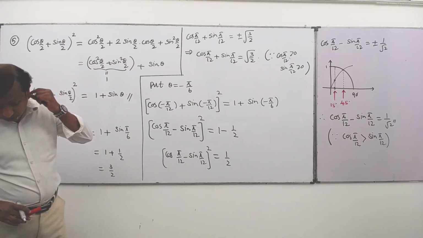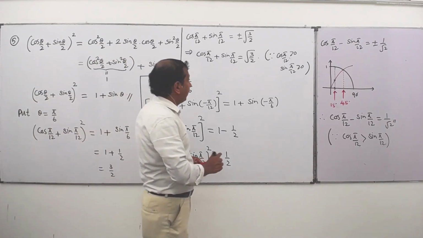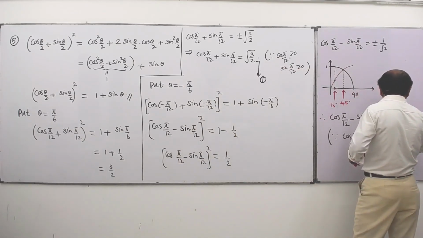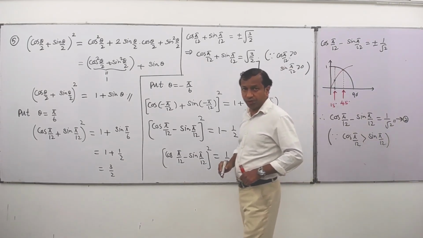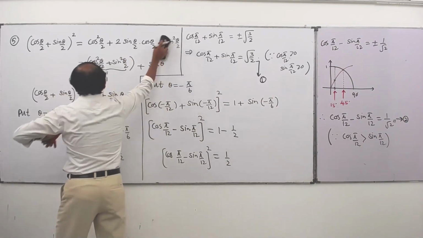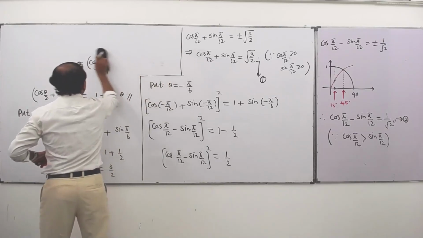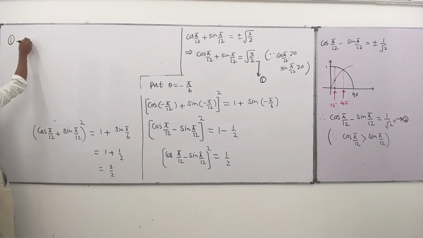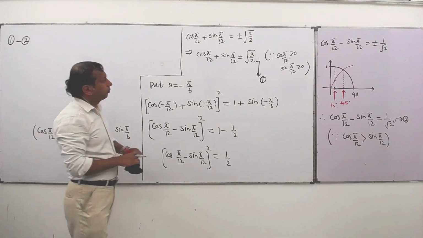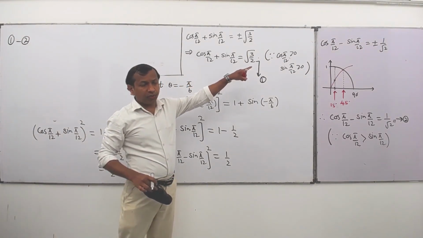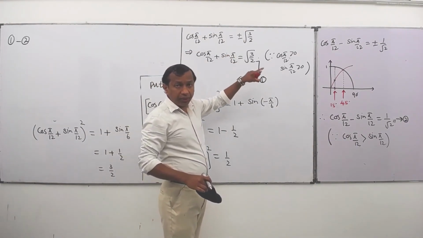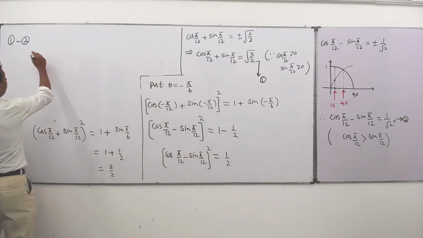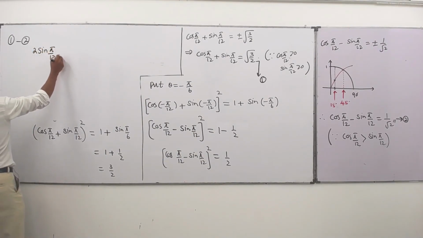Now, deduce the value. People will take this as number 1, and this answer as number 2. Then once you subtract 2 from 1, 1 minus 2, what do you get there? Cos pi by 12, we can cancel with that cos pi by 12. Sin pi by 12 minus sin pi by 12, that sin pi by 12 will be doubled. 2 sin pi by 12.